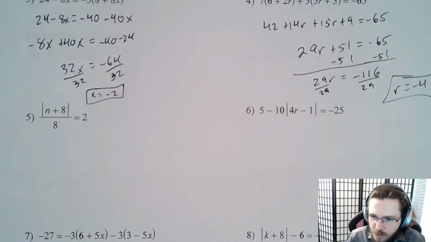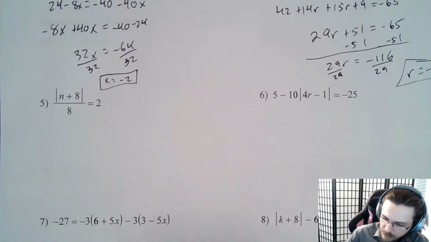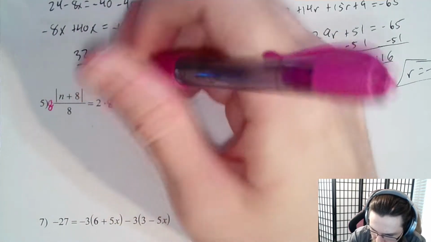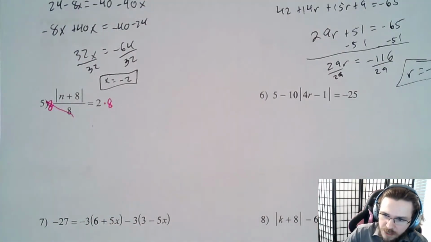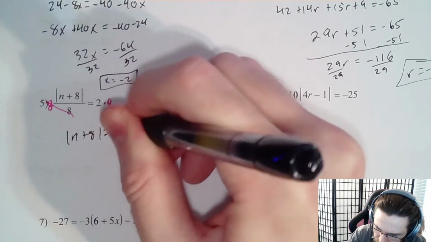Continuing on, number 5, don't be afraid of fractions. It's not that big a deal. So how do we get rid of fractions? Well, it means division. So we get rid of them by multiplying both sides by 8. So if I do times 8 on both sides, the 8 times 8 is going to cancel there. And we get the absolute value of n plus 8 equals 16.